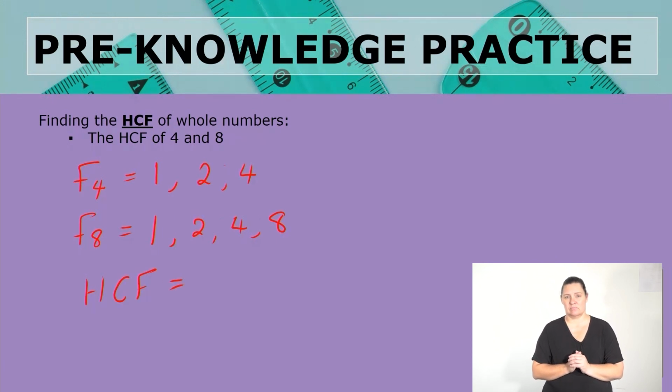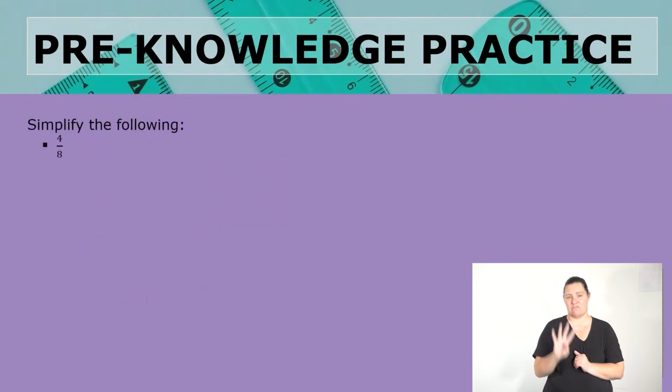Yes, you saw it correctly. There are common ones there, but we are looking for the highest one, and that is the 4. So our HCF is 4. Now let's use that HCF to simplify the following. I've been given here 4/8. So we are going to simplify that.